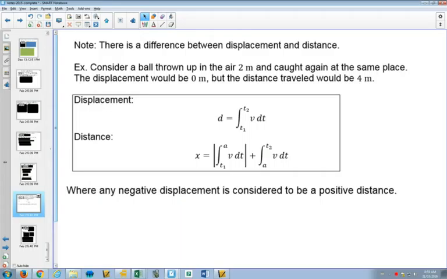So there's a difference between displacement and distance. So for example, you throw a ball up in the air for 2 meters and then you catch it again at the same place. The displacement would be 0, but the distance traveled would be 4 meters.